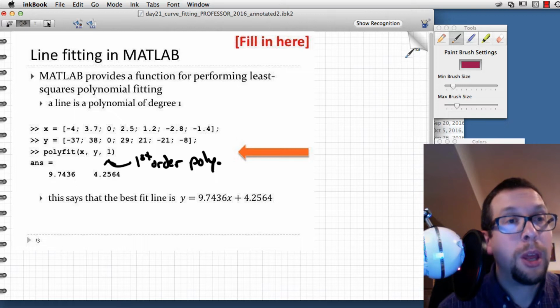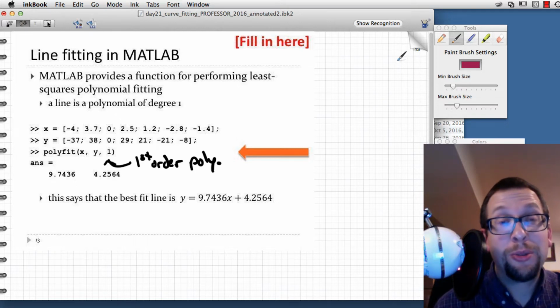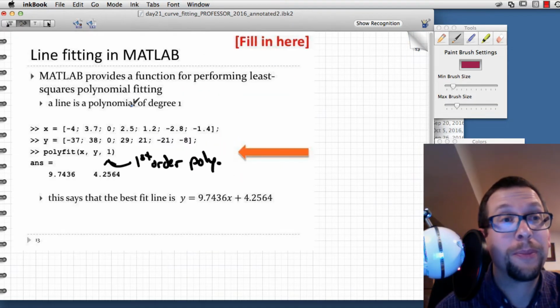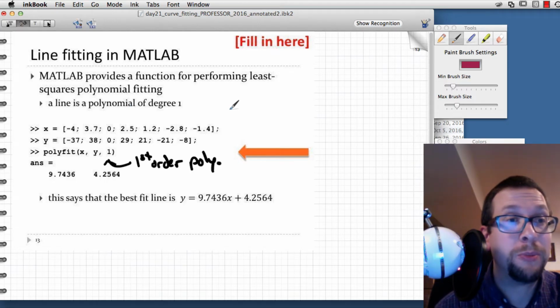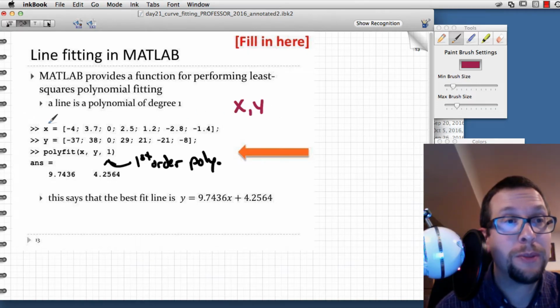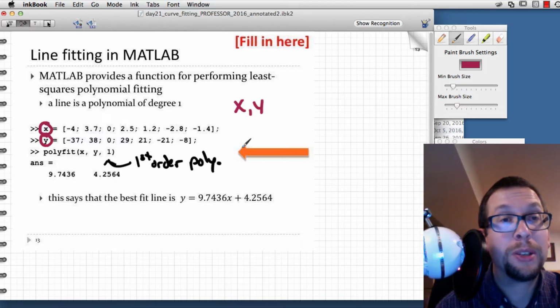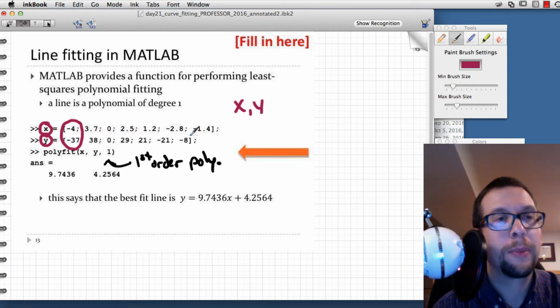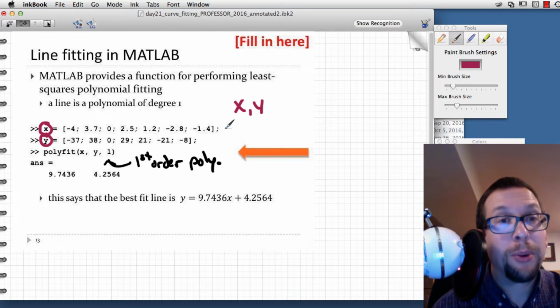All right, so all that to say that built into programs like MATLAB and Excel, you effectively have this process going on. Now, if we're going to do line fitting examples in MATLAB, here's what we basically do. We've got data, and data is made up of x values and y values, and we type these into MATLAB. So we have these data pairs: -4 and -37, 3.7 and 38, 0 and 0, 2.5 and 29, etc. And these are our data points of x and y.